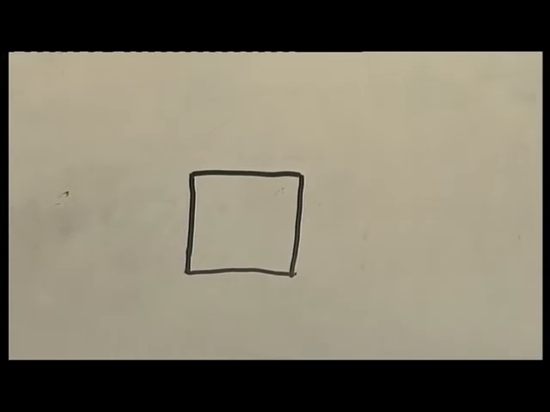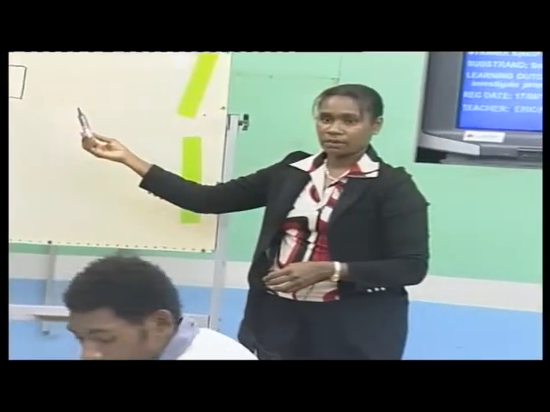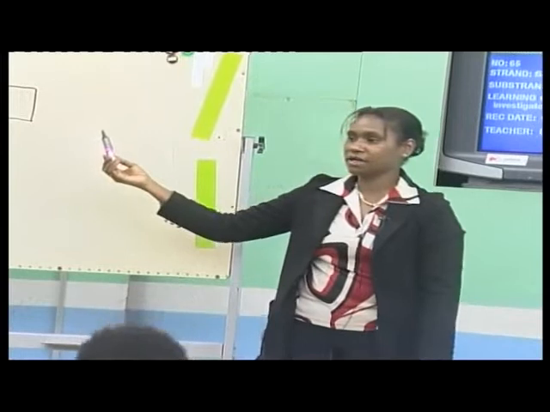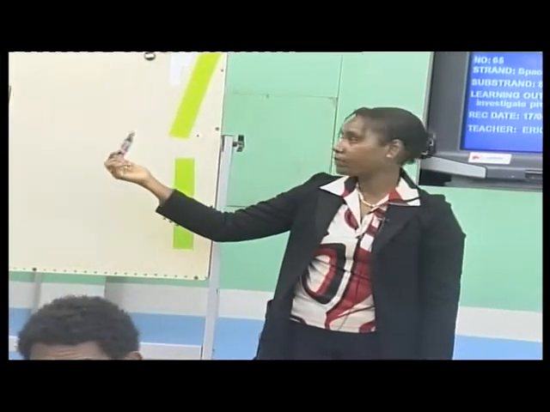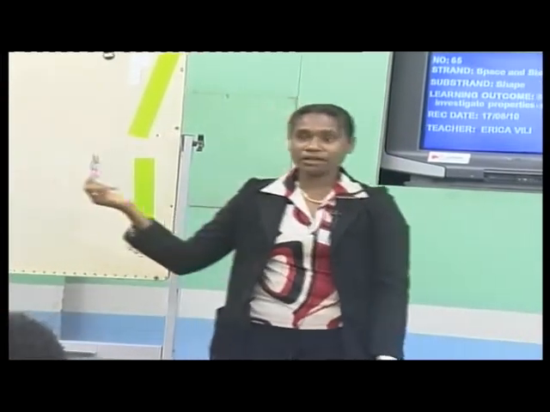Now, what do we call this type of shape? Okay, it is a square and it comes under polygon or non-polygon. Okay, it is a polygon. Can we have another shape, a non-polygon? Who would like to come up and draw a non-polygon? Helen?